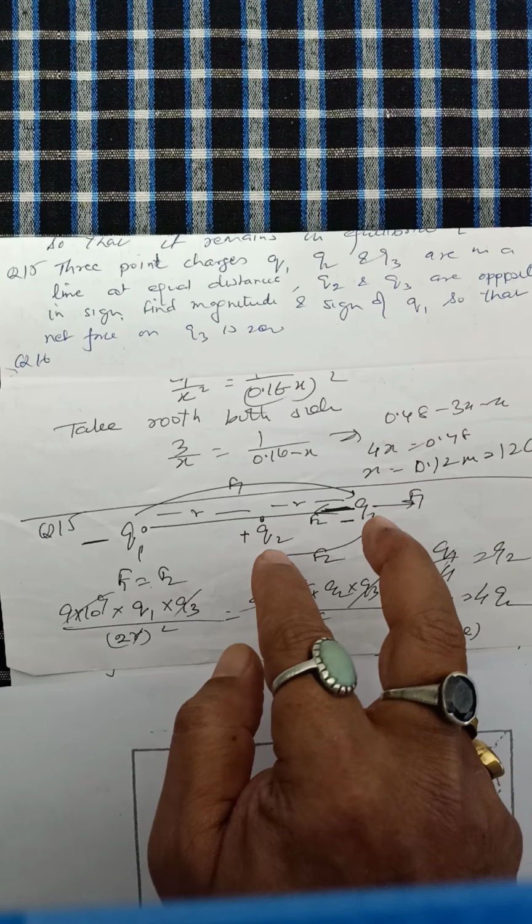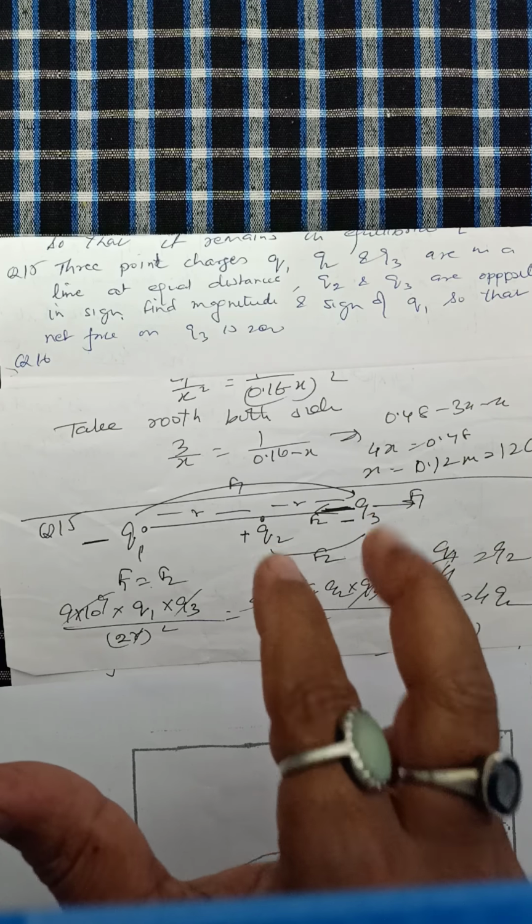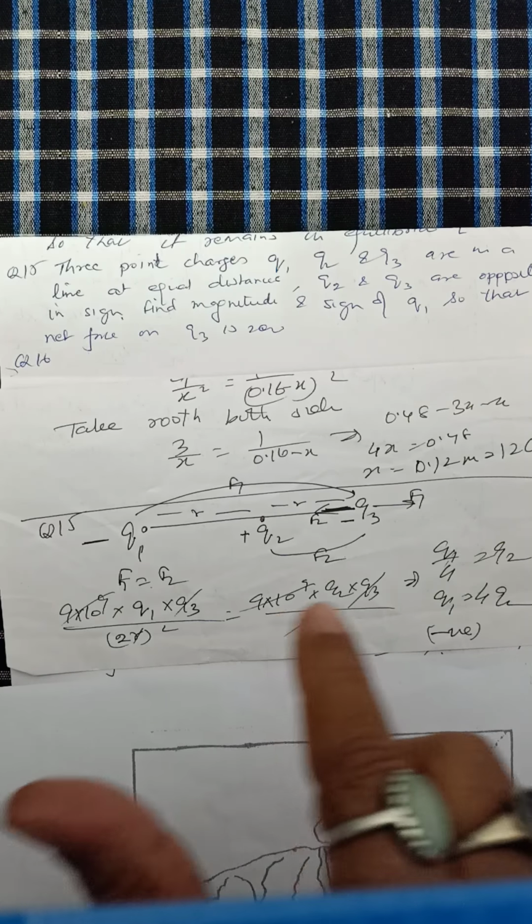Now there are two forces. We have to make the forces equal. Only then will they cancel each other. Force number 1 is between Q1 and Q3: 9 × 10^9 Q1 Q3 upon the distance from the diagram, which is (2r) whole square. The second force is between Q2 and Q3, where the distance is r square.